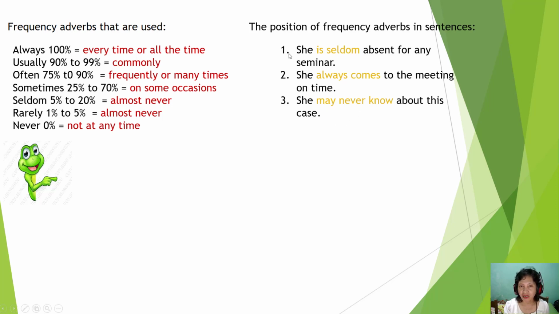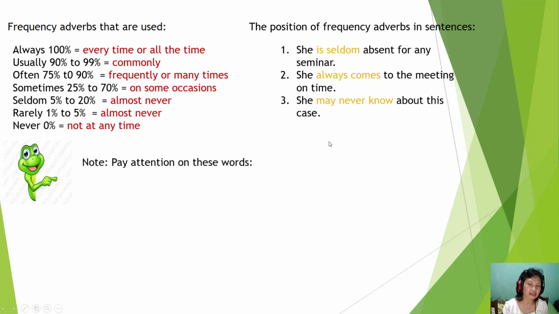So put the frequency adverb in the middle between the auxiliary and the verb. And then for number 1, if you want to emphasize that being absent rarely happens, you may put seldom before the to be. So you can have she seldom is, but it is only if you want to emphasize the word seldom. But if you don't have to emphasize anything, the pattern is like this.